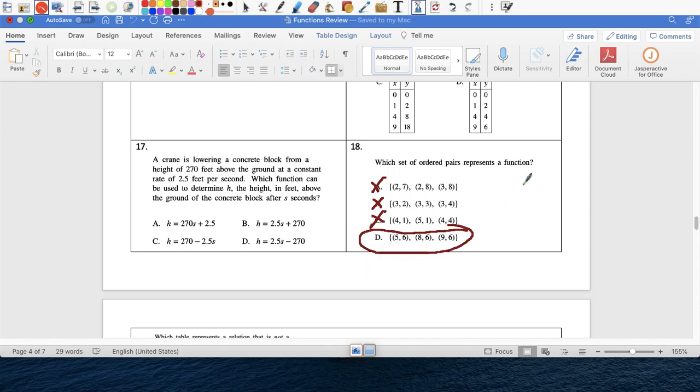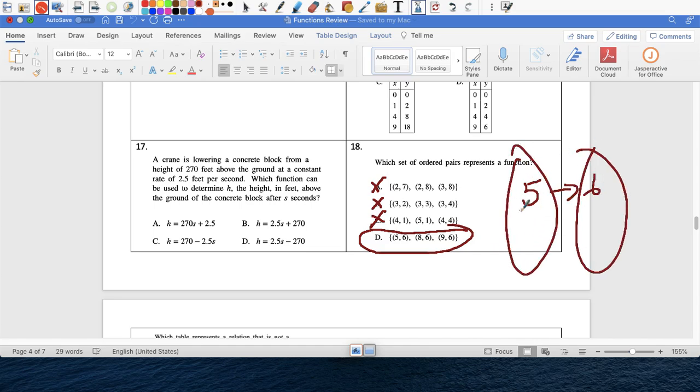When you plug in the 5, you get a 6, great. 8 has an output of 6, 9 has an output of 6. It doesn't matter if they share the same output. That does not matter. Every input has one output. So anytime you put in 5, you will always get 6. Put it in the mapping diagram. Every time you press 8, you will always get 6. That's fine. And every time you press 9, you will always get 6. That's also fine.